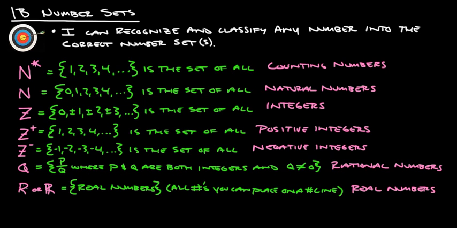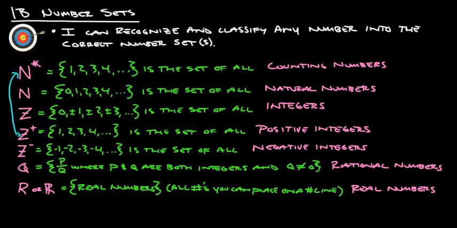Okay, and then the last one is R, and sometimes you see that R is the R with the second line through it, kind of like the little paragraph symbol. And those are real numbers, and that's basically all the numbers that you can place on some kind of number line. Okay, and you might have noticed that our Z plus and our N, these two things here are the exact same set of numbers, 1, 2, 3, 4. So the positive integers are the same thing as the counting numbers.